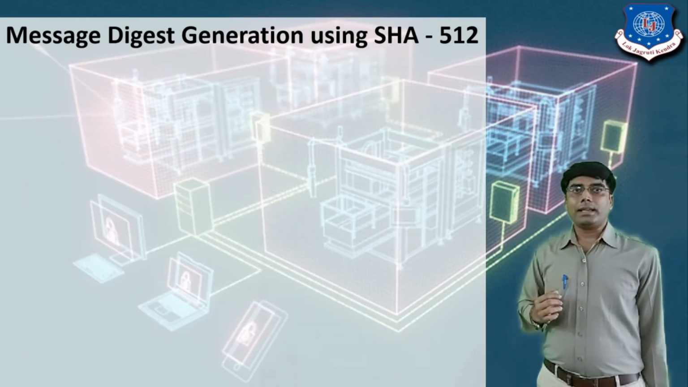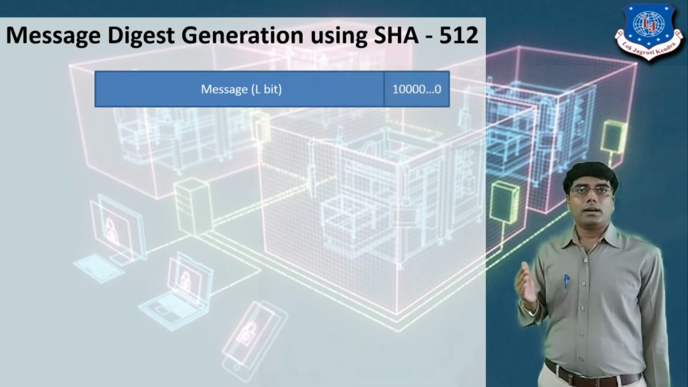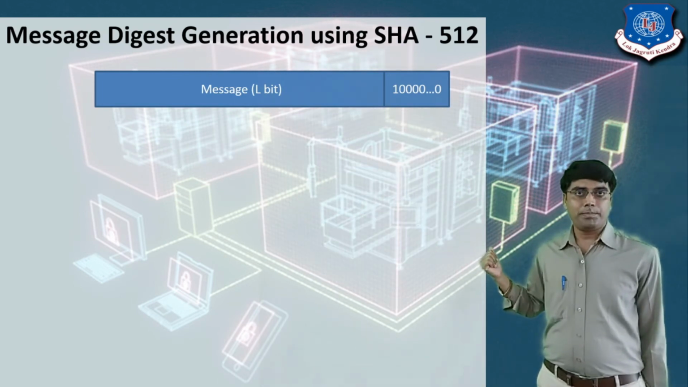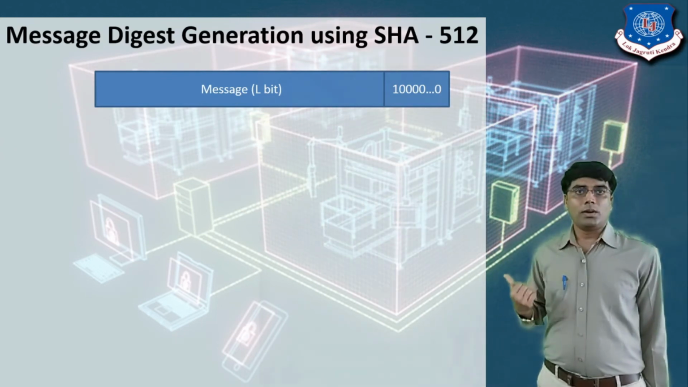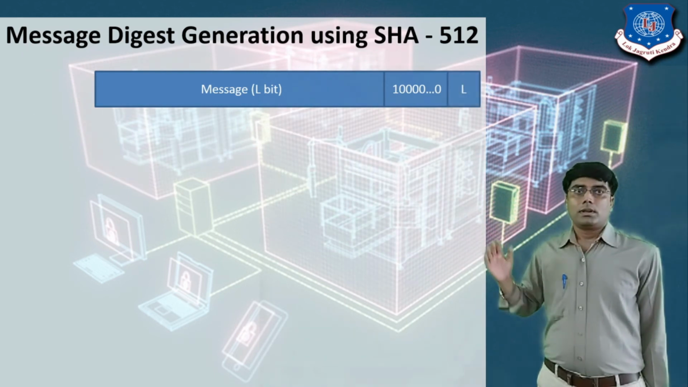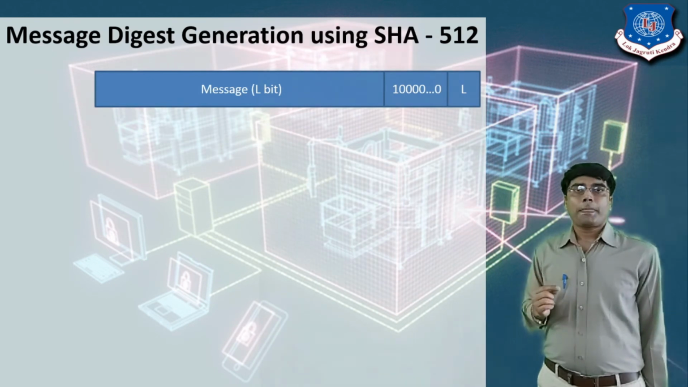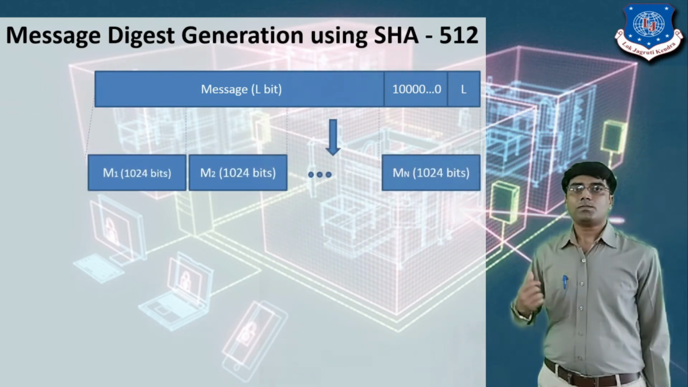So this is all about the steps. Now in the next part we will see how the function is used in each and every round. So let's see. We have to add the padding, 1 followed by all zeros, and after that a 128-bit field representing the length. So the length of the message is a multiple of 1024 bits.